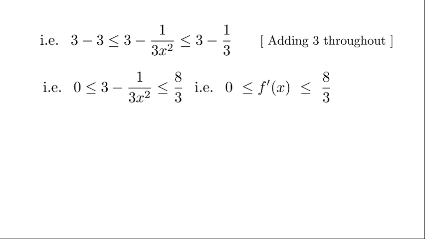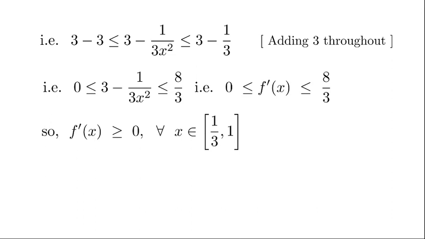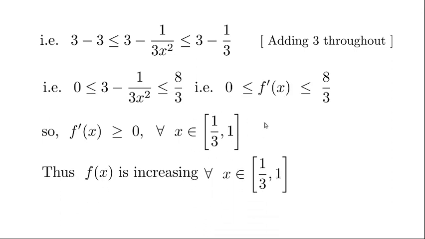So f'(x) lies in between 0 and 8/3, that is 0 ≤ f'(x) ≤ 8/3. Therefore f'(x) is greater than or equal to 0 for every x belonging to the interval. So what it says is f'(x) is positive. 0 ≤ f'(x) means f'(x) is greater than or equal to 0. This is possible because of the interval we started with. So f(x) is increasing for every x belonging to (1/3, 1). This is the interval.